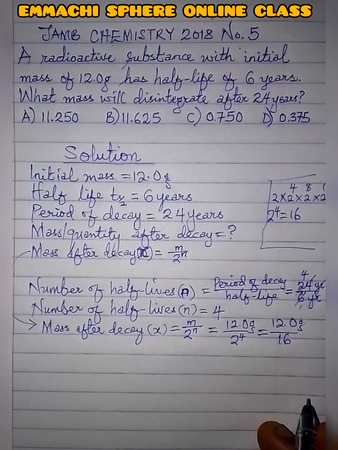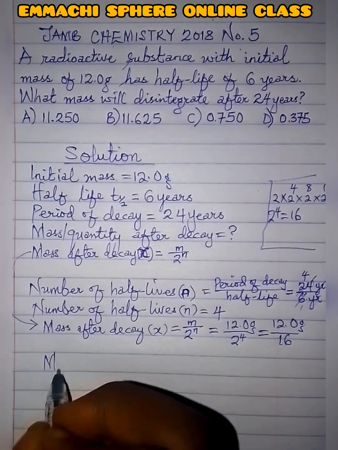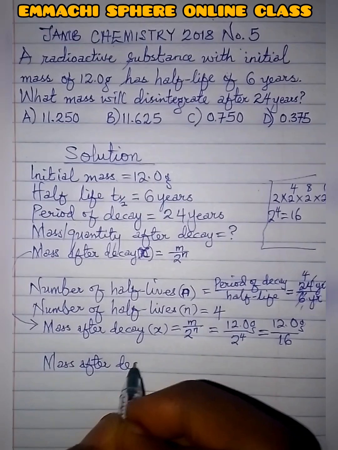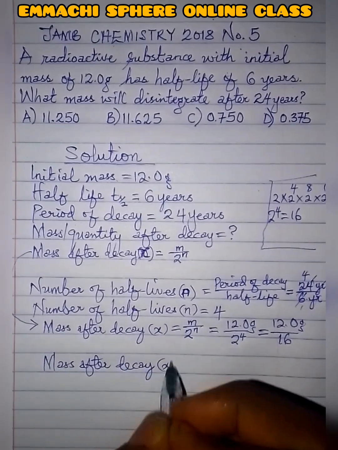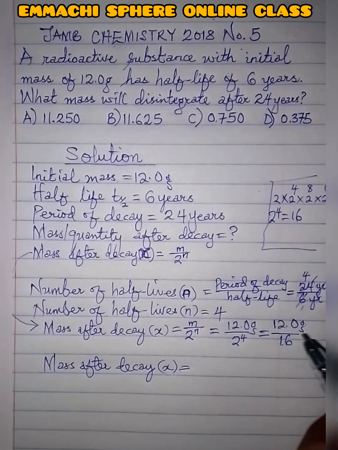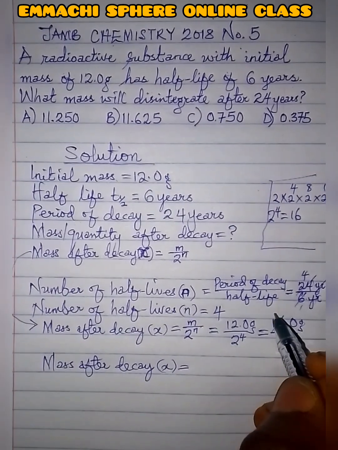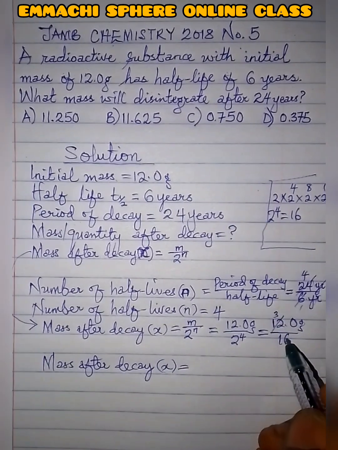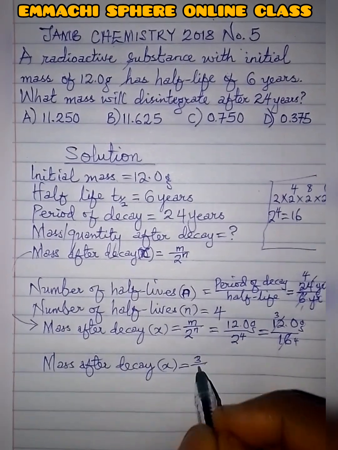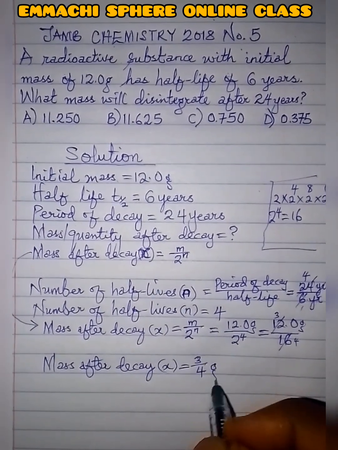Now we proceed. The mass after decay is equal to, now look at this, what can cancel? 4 will go. 4 in 12 is 3, and then 4 in 16 is 4. Therefore, we are having 3 over 4 grams.